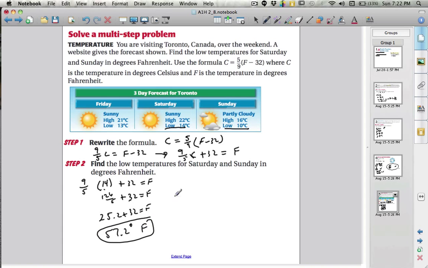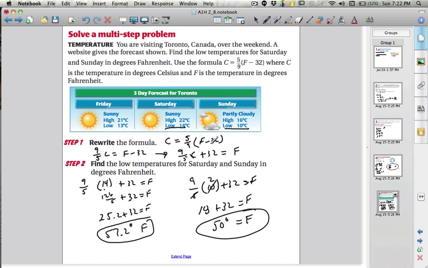Fahrenheit for Saturday. And if I do the same thing for Sunday, I'll have 9/5 times 10 plus 32 equals Fahrenheit. 5 goes into 10, leaves 2. 2 times 9 is 18, plus 32 is equal to Fahrenheit. So 50 degrees Fahrenheit is the low for Sunday.